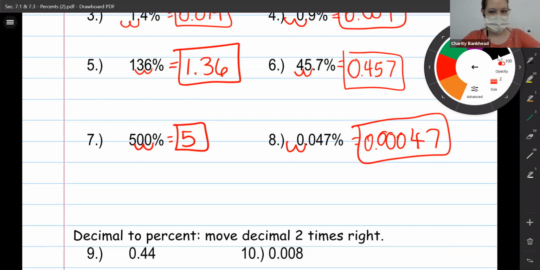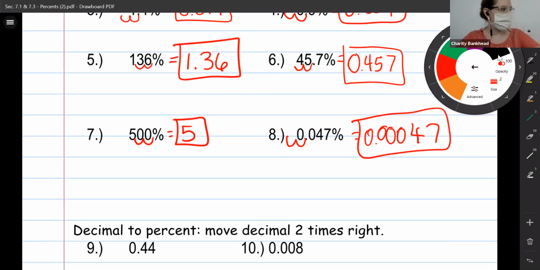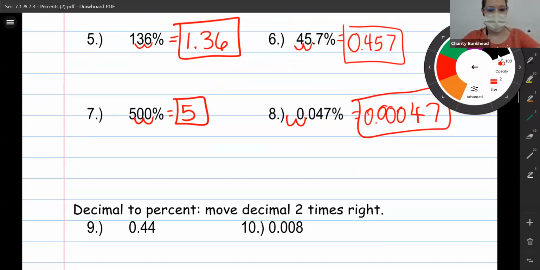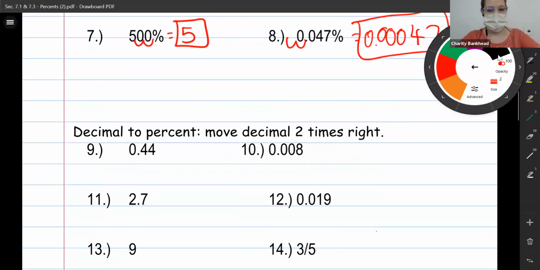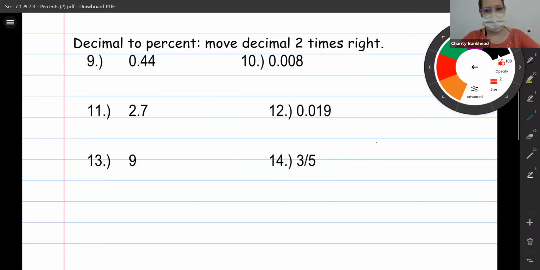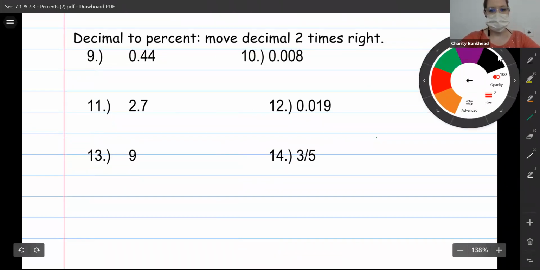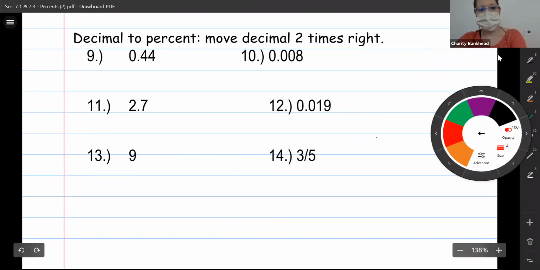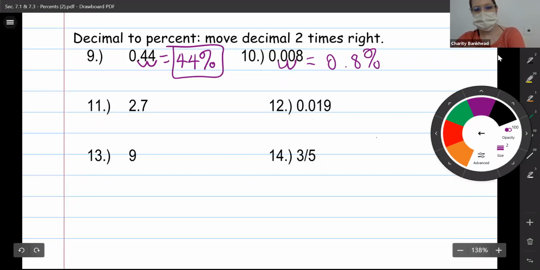All right, any questions about any of that? All right, and to convert from a decimal to a percent, just move the decimal point 2 times to the right. So 0.44 equals 44%. 0.008 turns into 0.8%.